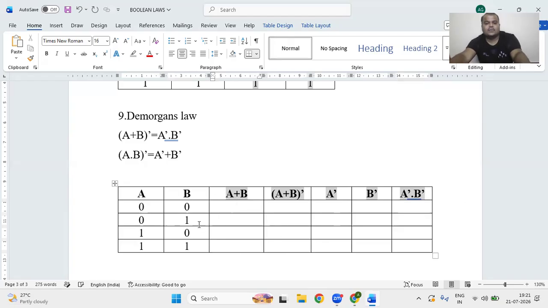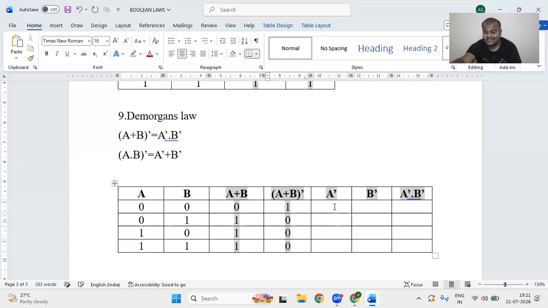Okay, now A plus B. First you have to do A plus B. 0 plus 0 is 0, 0 plus 1 is 1, 1 plus 0 is 1, 1 plus 1 is 1. So A plus B whole complement. Whatever value has come, you have to complement. 0 becomes 1, 1 becomes 0, 1 becomes 0, 1 becomes 0. This is the LHS. Now we can go to the right side.